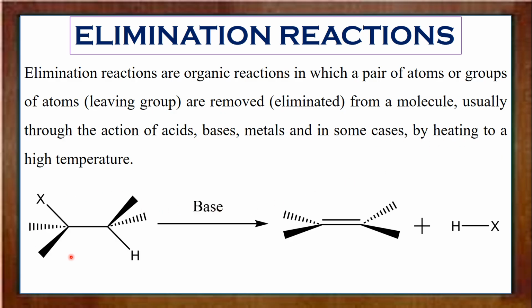Here I have given an example of an alkyl halide undergoing elimination by the action of a base. Halogen is connected to a carbon, and that carbon is called alpha carbon. The next carbon is called beta carbon. So halogen from alpha carbon, hydrogen from beta carbon are eliminated by the base, resulting in the formation of an alkene.